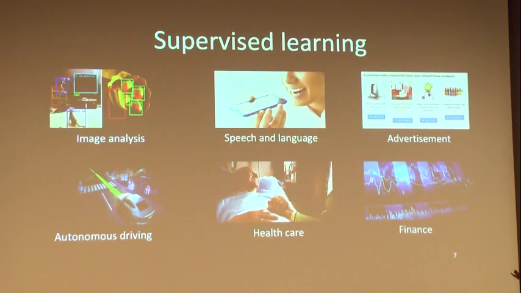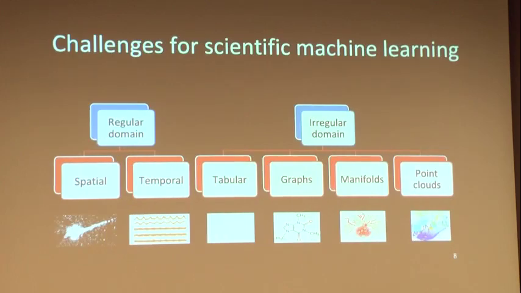Such supervised learning has changed many fields in industry, and also several scientific fields, starting from image analysis in different disciplines, speech, language, autonomous driving, healthcare, and finance as well. What does this mean for scientific machine learning, that is, machine learning in the scientific domain? What are the challenges? The first challenge is that we don't have one particular scientific field that we care about; we have many different fields, and because of that, the data that we have to deal with is heterogeneous.